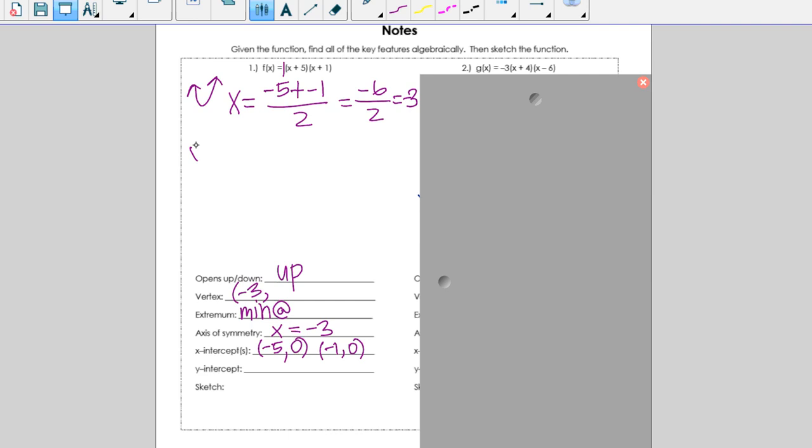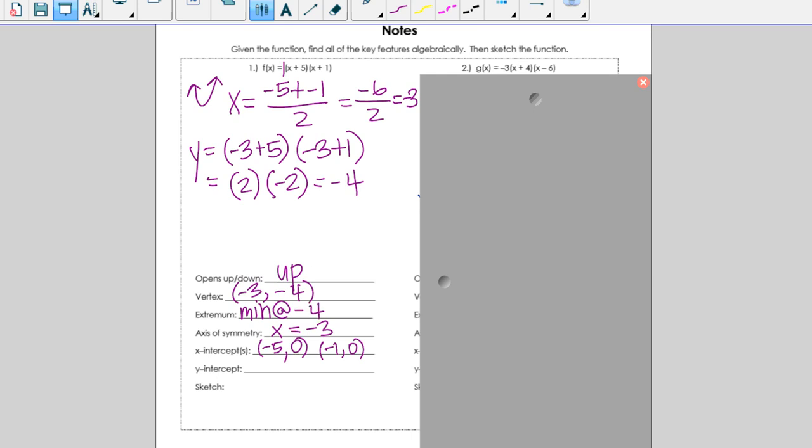Then I'm going to substitute it in, and I have -3 plus 5 and -3 plus 1. And I have -3 plus 5 is 2, -3 plus 1 is -2. So my y value is -4. So that's -4 here, -4 here.